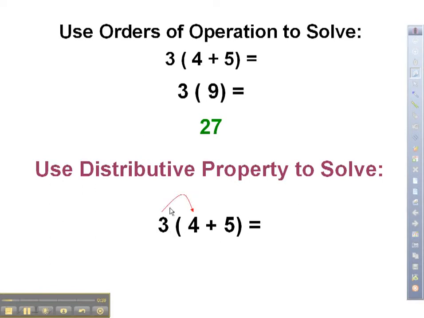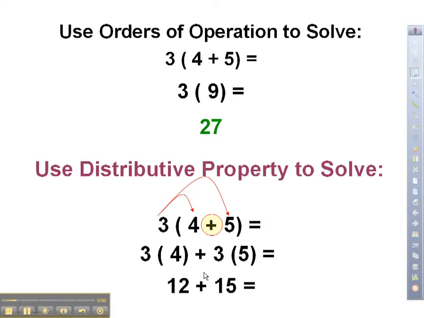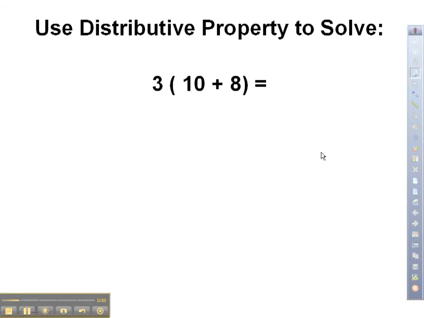So I'm going to take 3 times 4 and I'm going to add that to whatever I get when I take 3 times 5. So 3 times 4 plus 3 times 5, well 3 times 4 is 12 and 3 times 5 is 15. And when you add 12 and 15 you get 27. All right? So let's do it again.